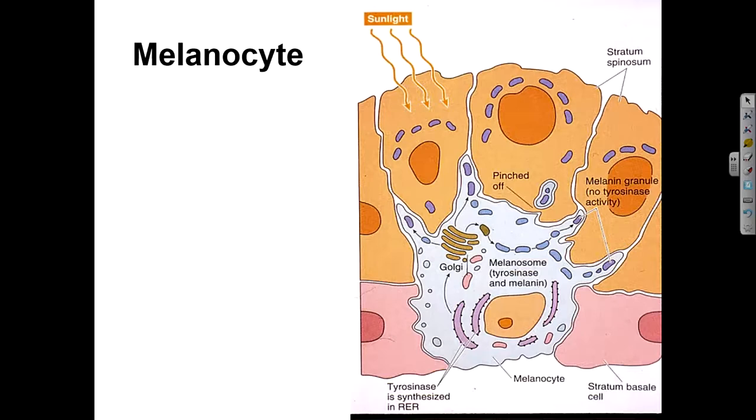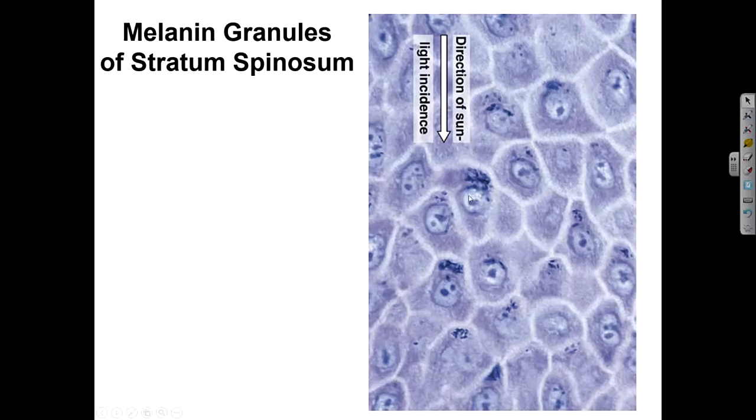So here's the nucleus of these cells. Here's our melanin granules, and this is the direction of light coming in here. And you can see these melanin granules have aligned themselves in the cytoplasm between the nucleus and the incident sunlight. So they're blocking ultraviolet radiation to some extent from damaging DNA.